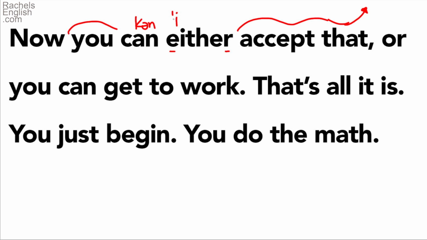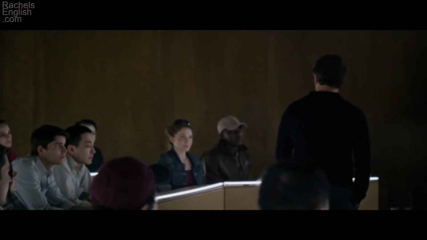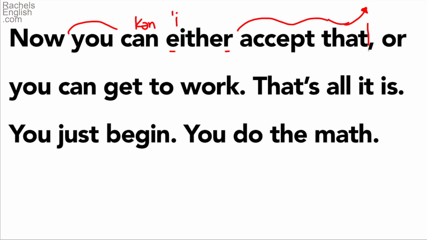Let's talk about our T's. Now you can either accept that. We have a stop T at the end. It's at the end of a thought. What about this T? This T comes between two consonants and it's totally dropped. We often do that with T's between two other consonants.